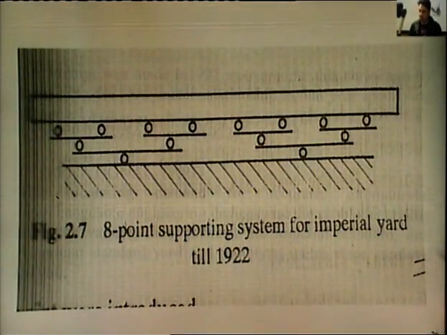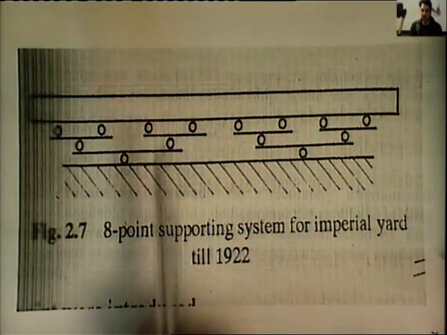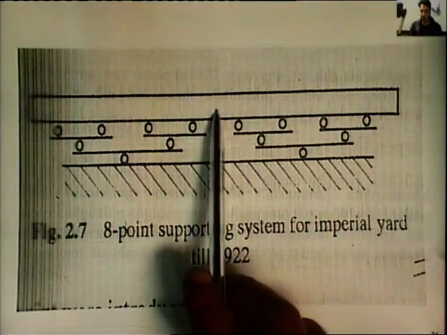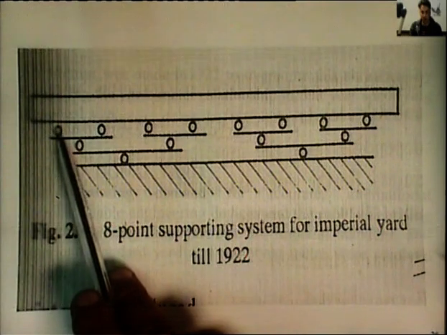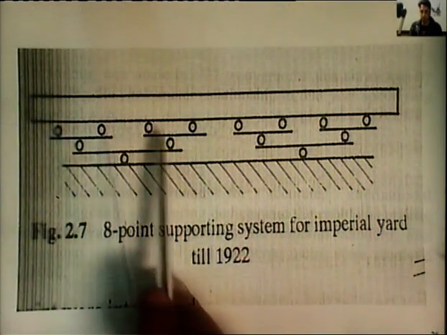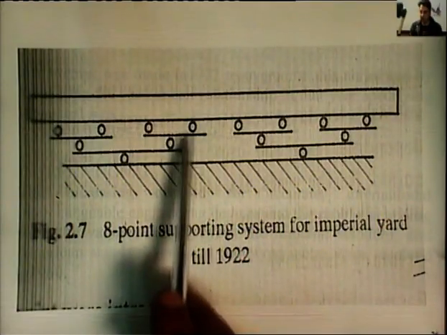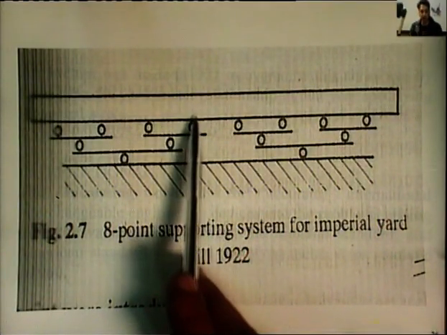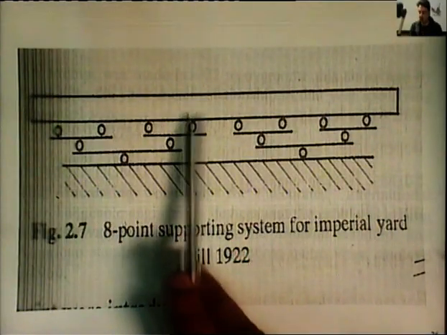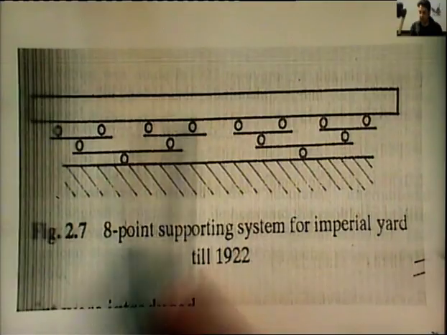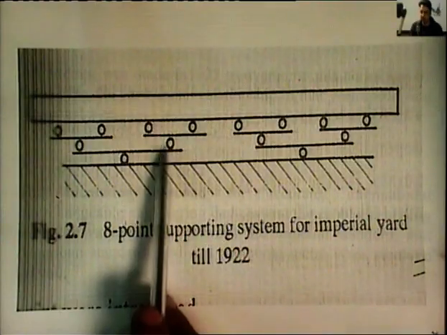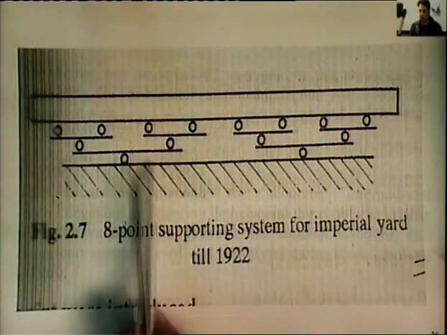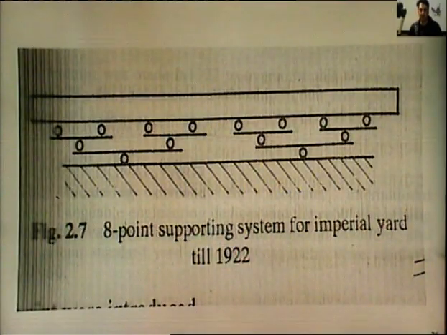So, the standard imperial yard is to be kept like this. When it is in the resting position, it should rest over these 8 supports, number 1, 2, 3, and likewise there are 8 supports for the imperial standard yard, so that it does not deform over a long period of time. These 8 supports are supported by 4 supports below, and these four supports are supported by these two supports below. This kind of supporting system was developed in 1922.